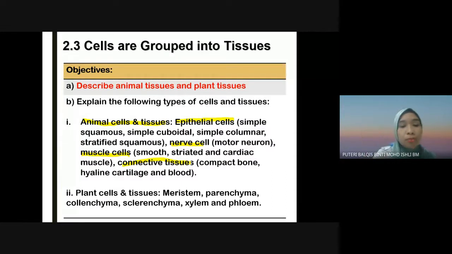4. For plant cell or plant tissue, we have meristem, apical meristem, lateral meristem, parenchyma, collenchyma, sclerenchyma, xylem, phloem. Okay, soalan favorite adalah parenchyma, collenchyma, sclerenchyma. Okay, tapi ialah we can't predict the soalan. Okay, soalan yang akan keluar dalam PSPM nanti.